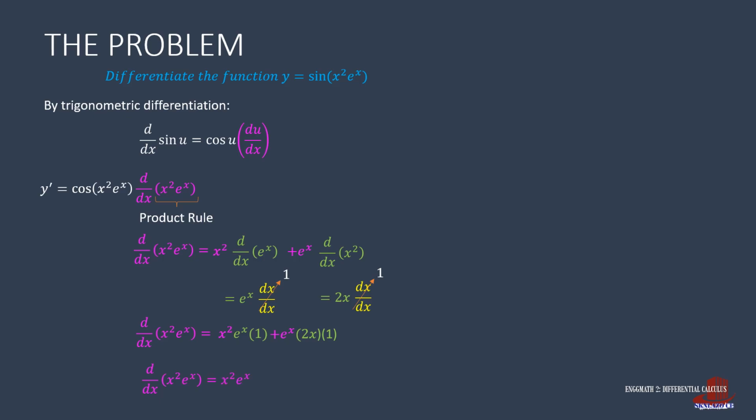Simplify d upon dx into x squared e raised to x plus 2x with e raised to x, then connect this back to the trigonometrically differentiated function, and we get the final derivative y prime as equal to cosine of x squared e raised to x multiplied to the binomial x squared e raised to x plus the second term of 2x e raised to x.